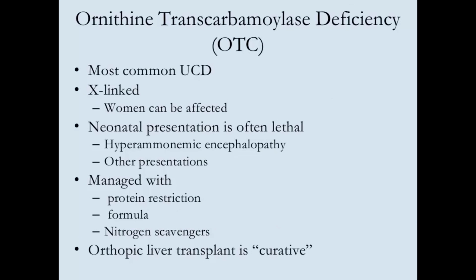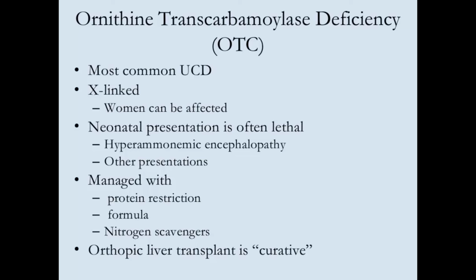So the one specific urea cycle disorder I'm going to talk about today is ornithine transcarbamylase deficiency, again appropriately abbreviated as OTC. This is the most common urea cycle disorder. Again, these are very rare, but this is the most common of them. It is X-linked, but women can be affected.